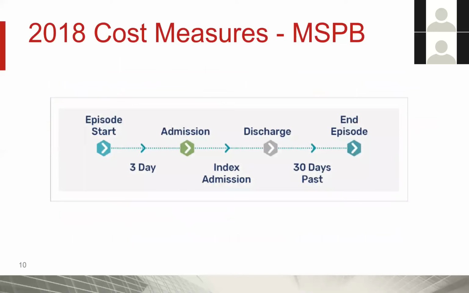So this slide visually details where an MSPB episode will start and where it will end. Again, as you can see, that 3-day window prior to an admission will count. All of the claims that are accrued, Part A and Part B claims, during an index admission and following 30 days after the beneficiary's discharge from the hospital admission will all count in the window of the episode.